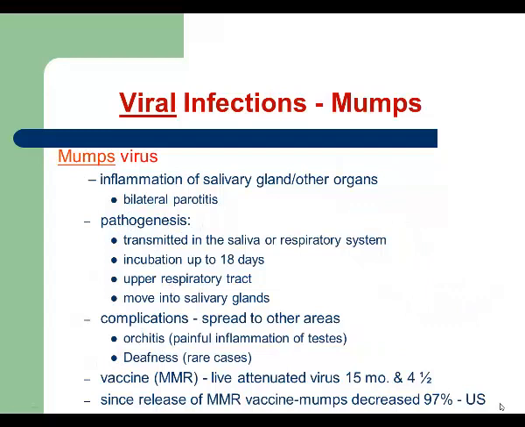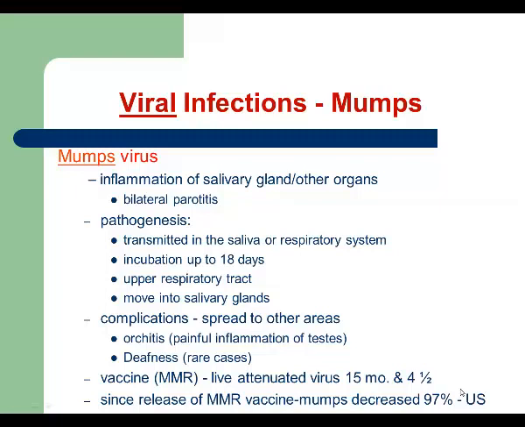Next is a systemic viral infection, mumps. Mumps is caused by the mumps virus. It belongs to the Paramyxovirus family. It infects humans only, which means humans are the only reservoir. Infection is transmitted by respiratory droplets or fomites. This virus usually affects the salivary glands on one side or both, and we call it parotitis.